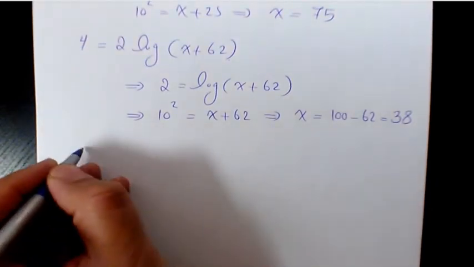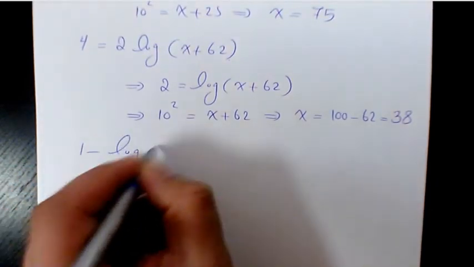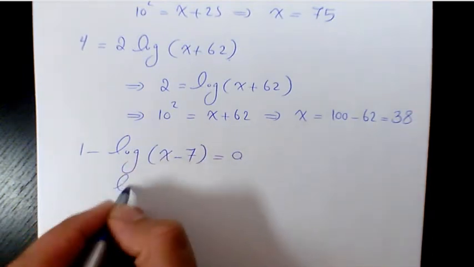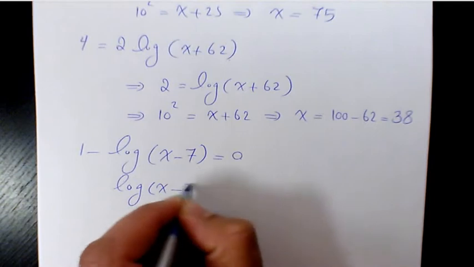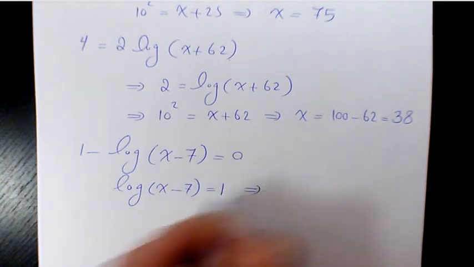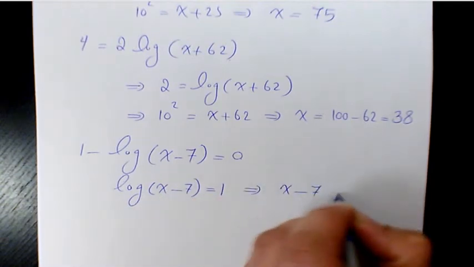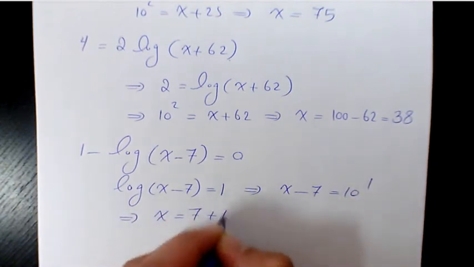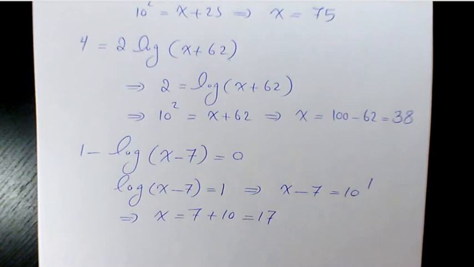Next one is 1 subtract log(x − 7) equals 0, which means that log(x − 7) equals 1, which means that x − 7 equals 10 to the power of 1, and x will be 7 plus 10, and that's going to be equal to 17.